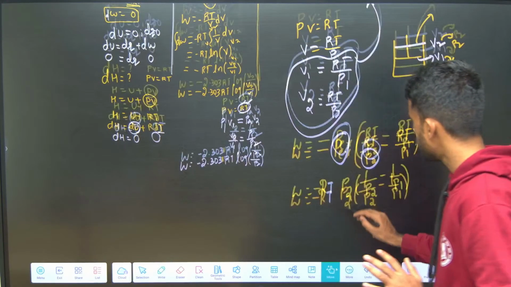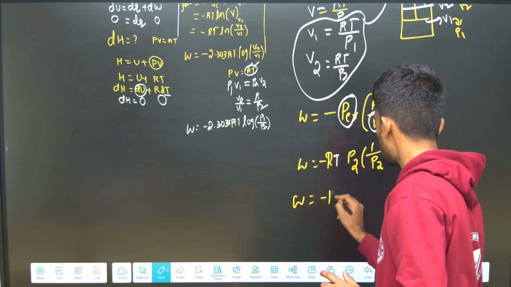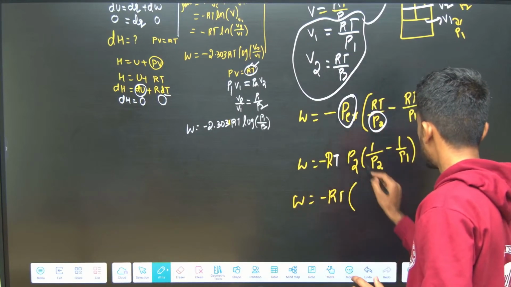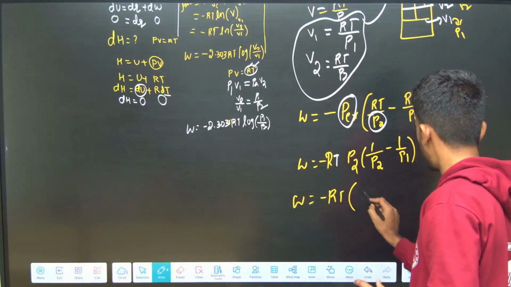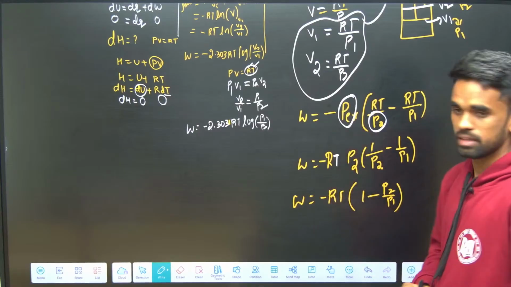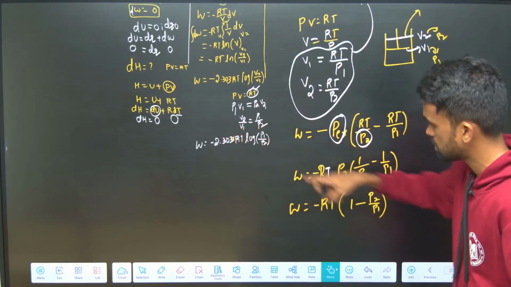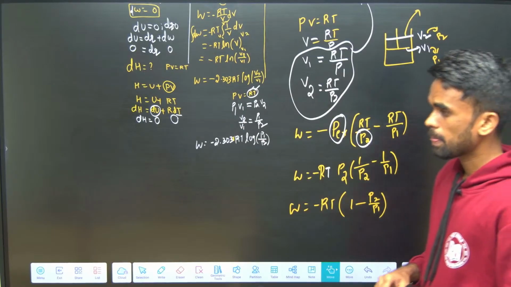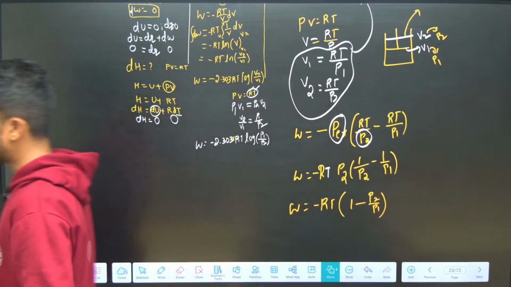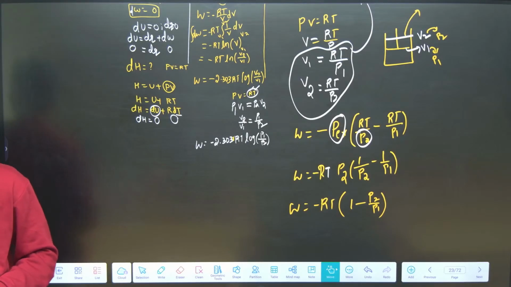After this you just keep it inside minus RT. So what happens? P2 by P2 is 1 minus P2 by P1, like this. So write all these formulas, these final formulas at least. Please try to make your own notes from here, it will be useful.